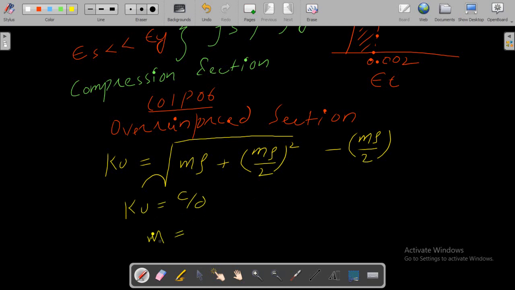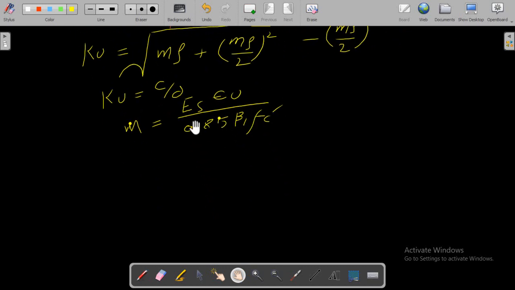When we are deriving this equation, we assume the m value, that is Es, the modulus of elasticity of steel, times the strain in concrete, divided by 0.85 fc prime times beta 1, right? So now we will proceed with this equation. We will use this equation. So we know all of these values, right?